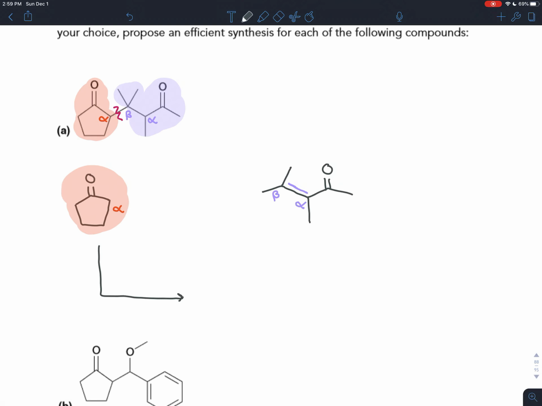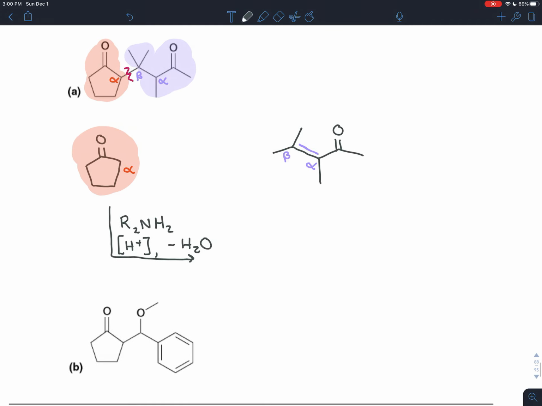You turn a ketone into an enamine by treating it with a secondary amine. So a secondary amine has 2 alkyl groups, and then just to make that happen faster, you use an acid catalyst, and to improve your yield, you remove water from the products. That shifts equilibrium to the right using Le Chatelier's principle. So that would turn that cyclopentanone into an enamine.